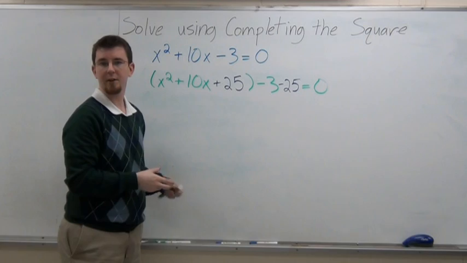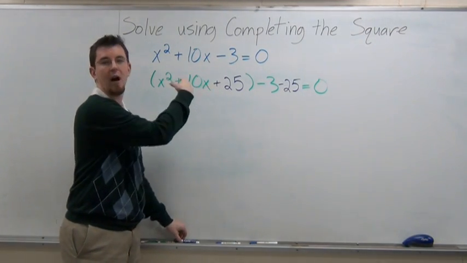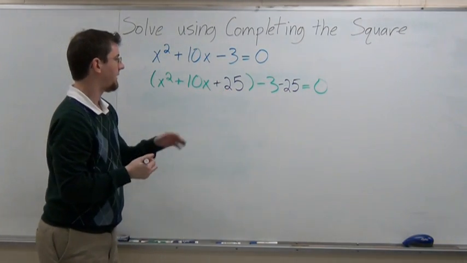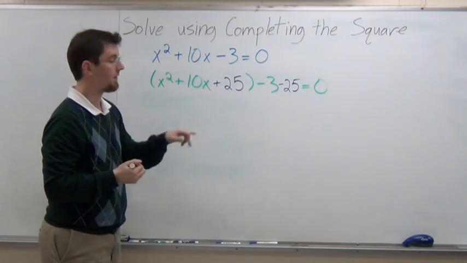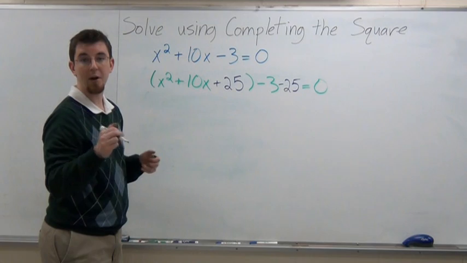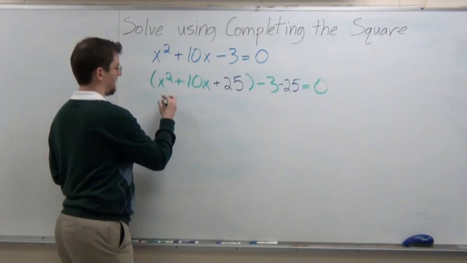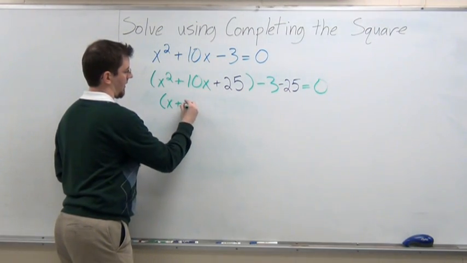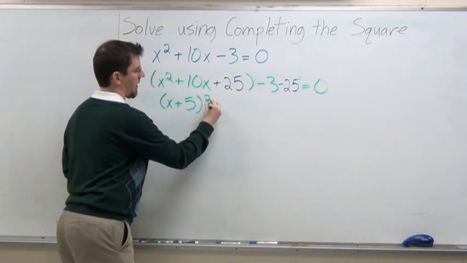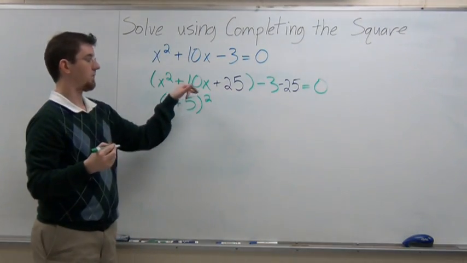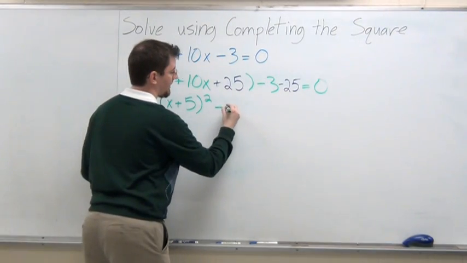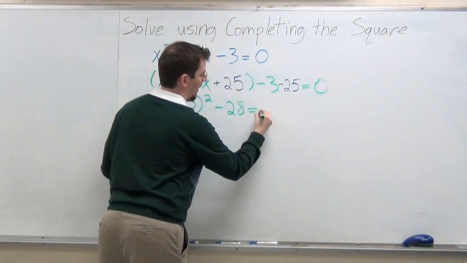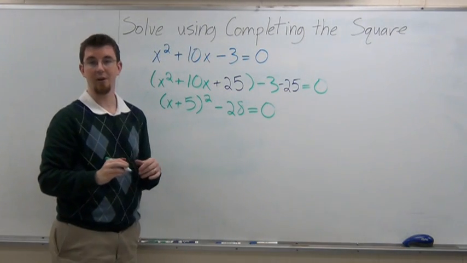And as you get comfortable with completing the square, if you want to do this on the same line, you're welcome to do so. Now, 10 divided by 2 is 5, and when I squared that, that's how I got 25. 5 is what I'm going to use in my binomial that's being squared. So, x plus 5 quantity squared, that would combine to be minus 28 equals 0.